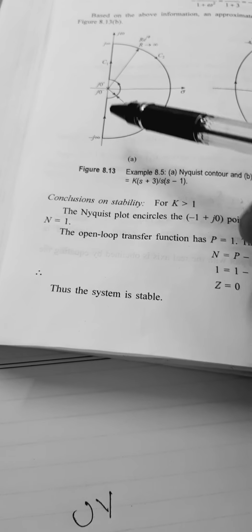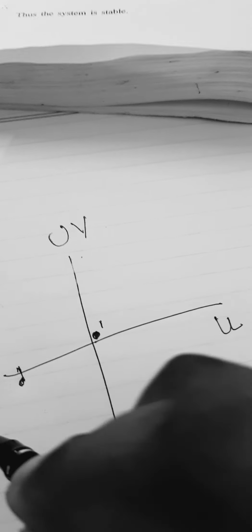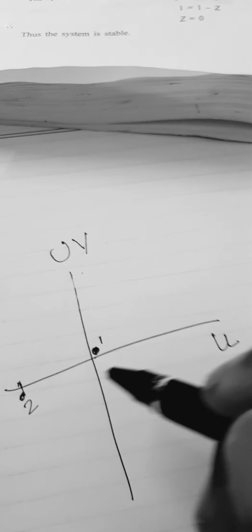Next, for omega is equal to minus 0. From minus infinity, you should draw it to minus 0. So here you can see that for minus 0, it is minus 4k minus j0. Suppose this is minus 4k, and minus j0 means the point will come here. So I put this as 1, this as 2. From 1 to 2 you should go.